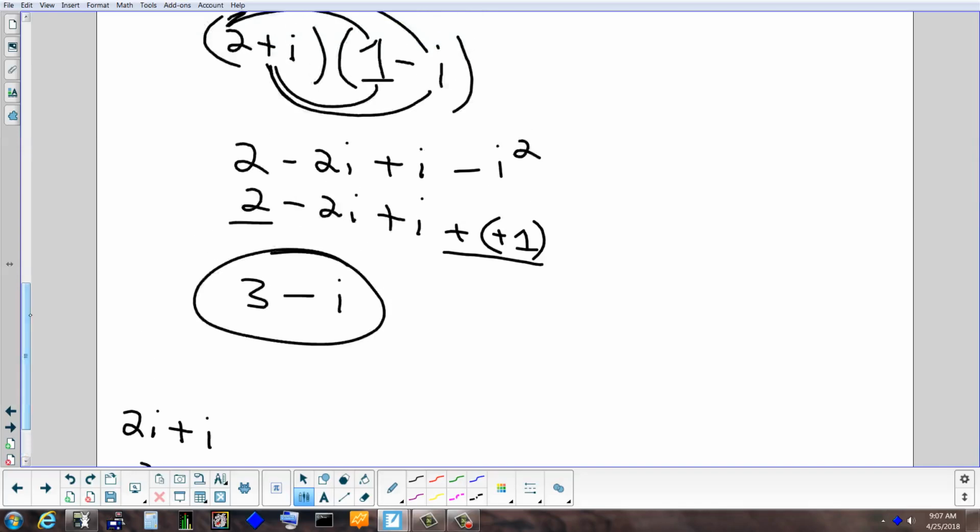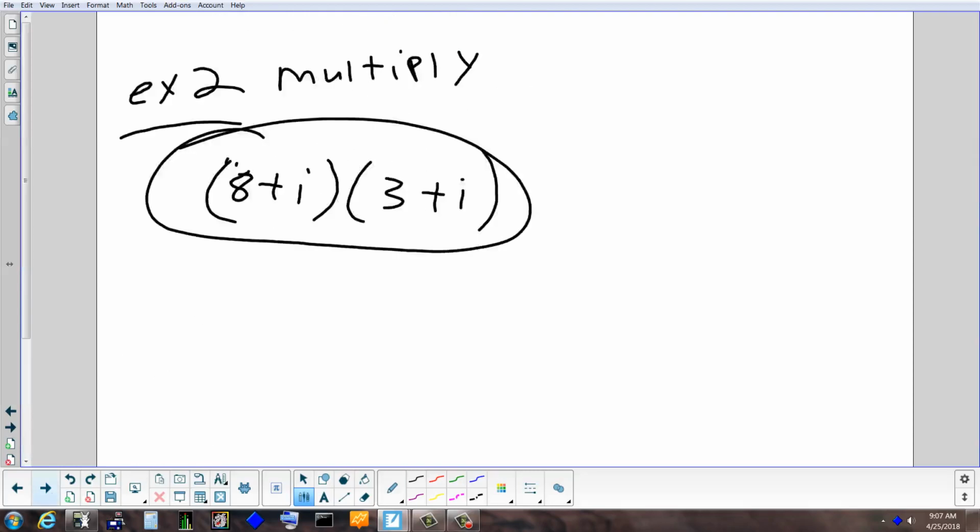Okay, when we write an answer, we always put the real part first, the imaginary part second. So the real part here is 3. The imaginary part is a -1. Any questions on how we multiply that? Okay, let's try this one.